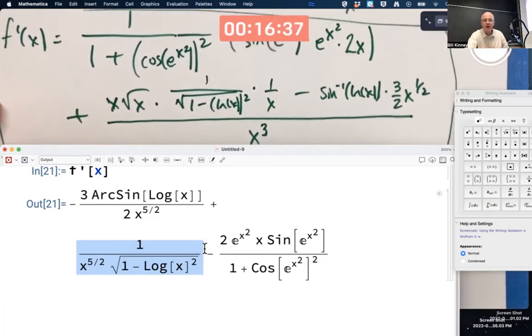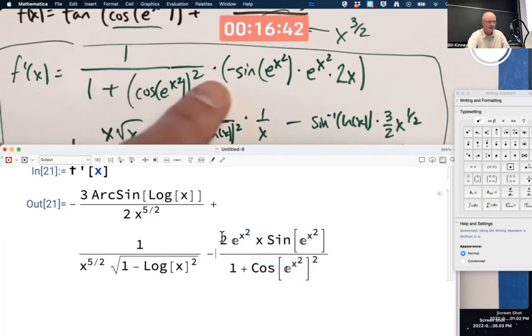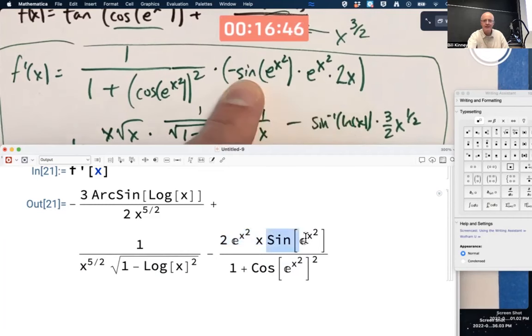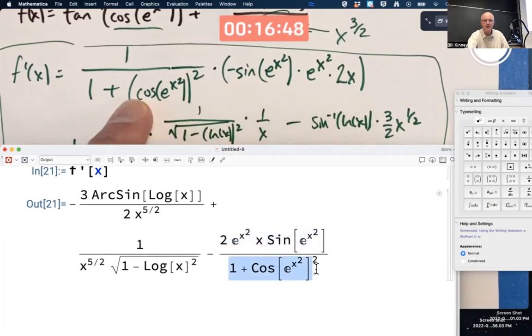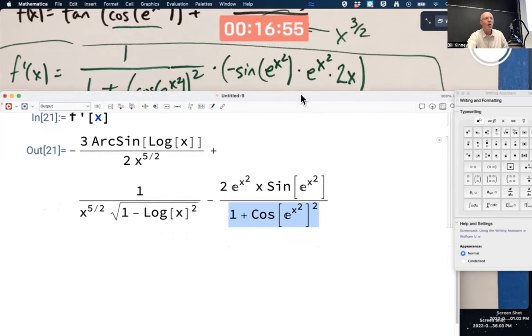And then finally, this part is the first part we had. See a negative sign there. 2x e to the x squared comes from those. We see a sine of e to the x squared. And we see a 1 over cos of that thing squared. That's Mathematica's notation for squaring the cosine. Oh, okay.